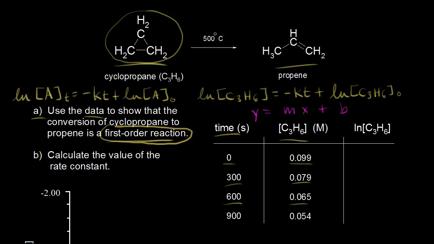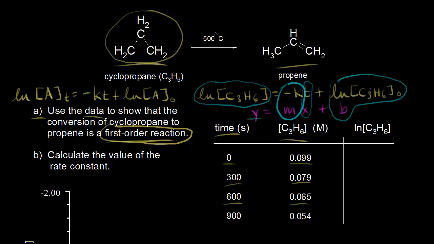So if we put the natural log of the concentration of cyclopropane on the y-axis and time on the x-axis, and we get a straight line or close to a straight line, then we know that the reaction is first order. The slope of that line, m, should be equal to negative k, where k is your rate constant, and the y-intercept should be equal to the natural log of the initial concentration of cyclopropane.